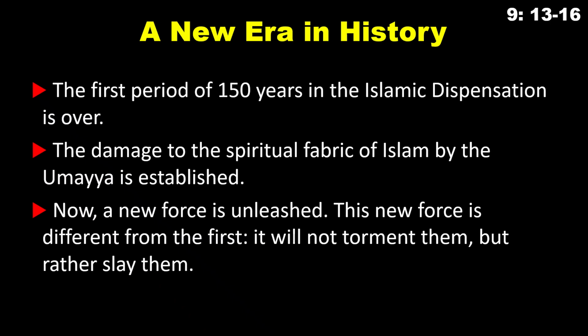The first period of 150 years in the Islamic dispensation is over. The damage to the spiritual fabric of Islam by the Umayyad is established. Now a new force is unleashed. This new force is different from the first. It will not torment them, but rather slay them.